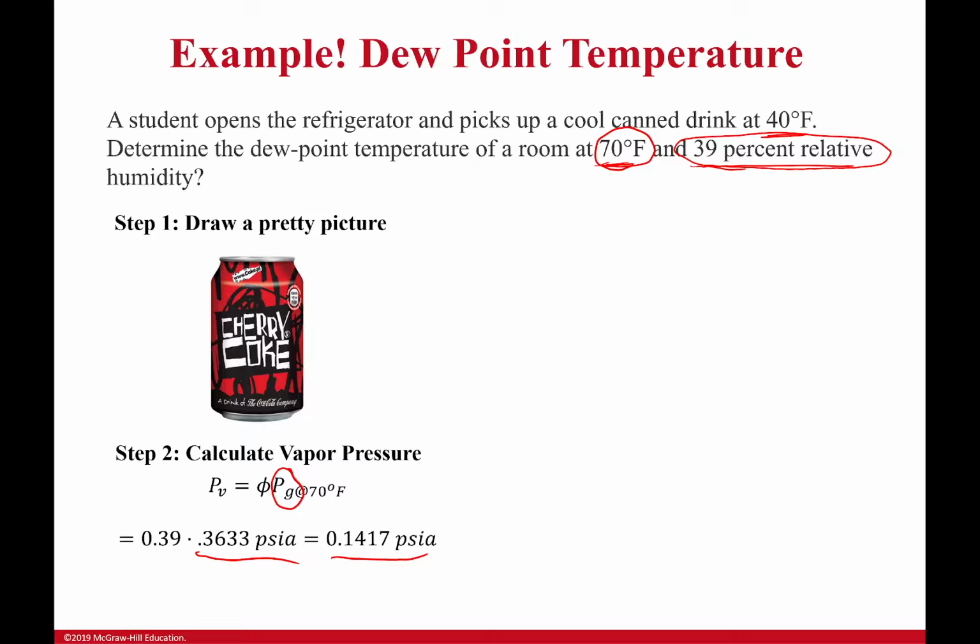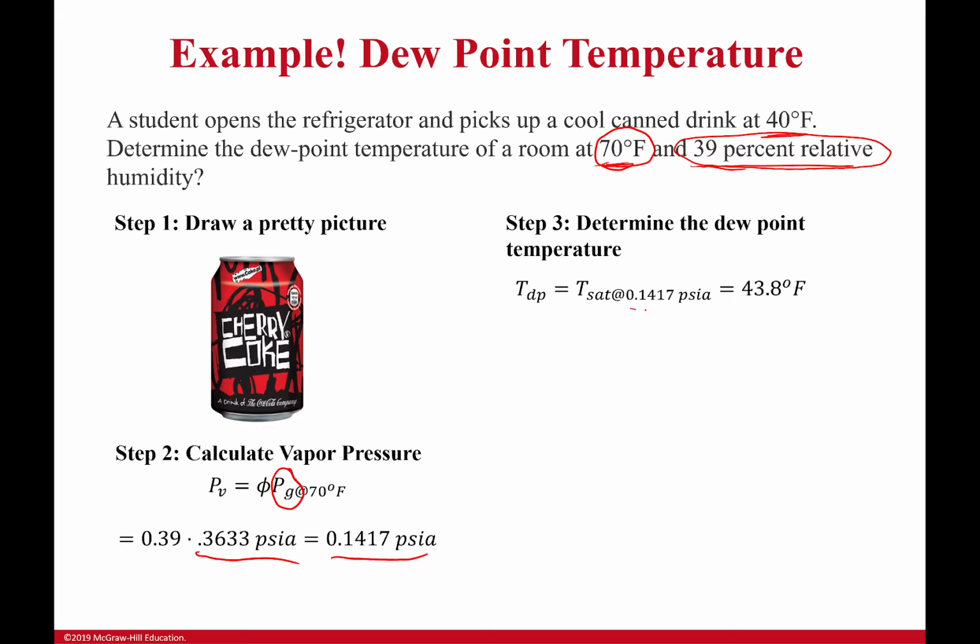Okay, so we've gotten our vapor pressure now. Now we're going to use this to go back to those tables and say, okay, what is the saturation temperature at this pressure? So if I do some interpolation, what I find is that for 0.1417 psi, the saturation temperature would be 43.8 degrees Fahrenheit. And you know what? Let's go ahead and see this real quick. I want to jump to the tables so that you can all get a taste of what that looks like.